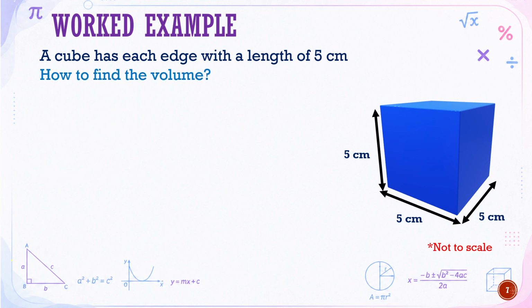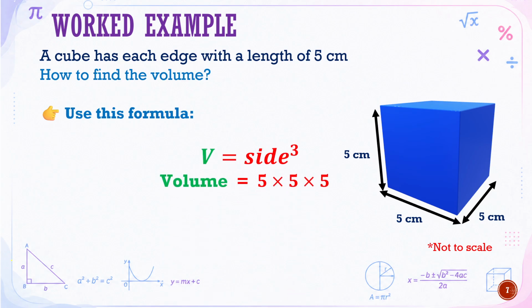Now, how to find the volume of the cube? The formula is V = cube of the side. So we would multiply 5 by 5 and by 5, the cube of each side. Each side is 5 centimeters. Now the cube of 5 means you are multiplying 5 three times, correct? Because it's a cube that you are identifying. So 5 multiplied by 5 multiplied by 5 is going to give you 125.